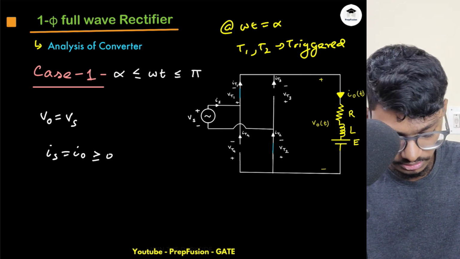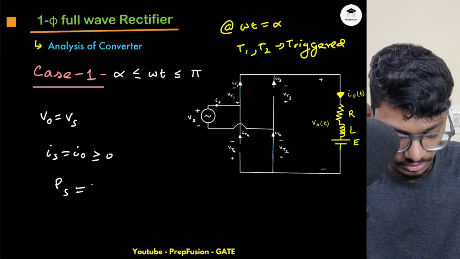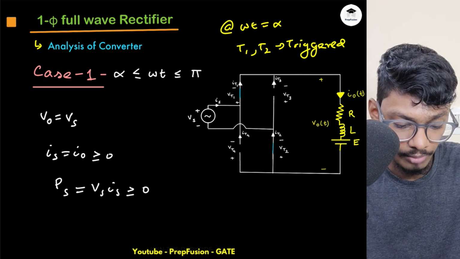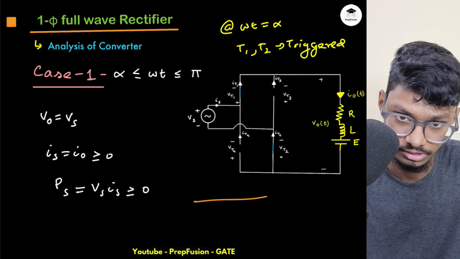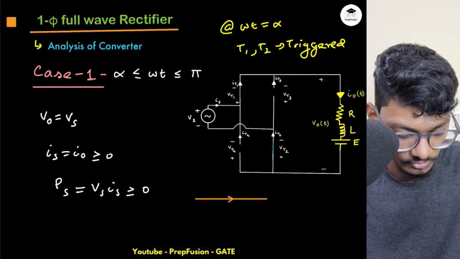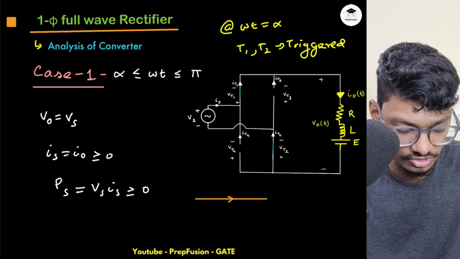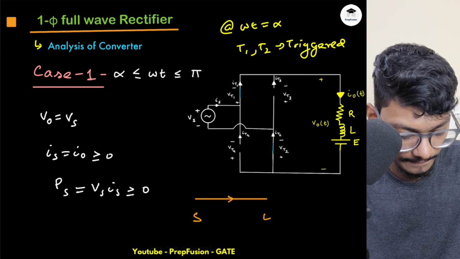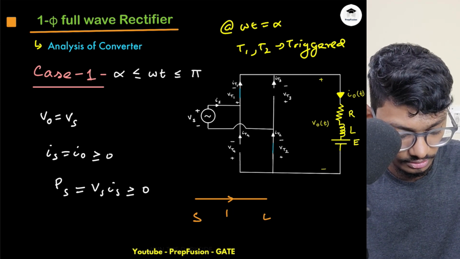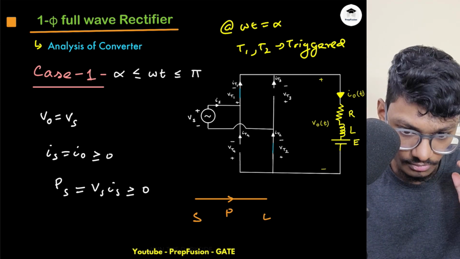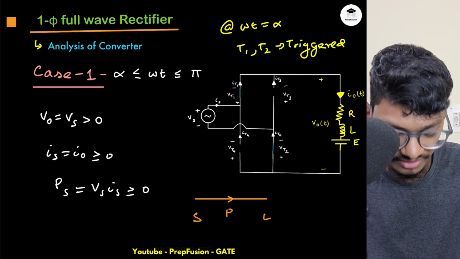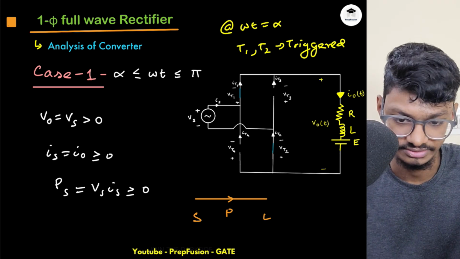So my power will be what? PS equals VS times IS. It can be equal to or greater than 0. So that means power can either flow from source to load or it can be 0. Okay, so I will assume it as greater than 0. So I will assume that power is flowing from source to load. This is my power, from source to load. And obviously my VO is positive, as the supply voltage is positive in the positive half cycle.